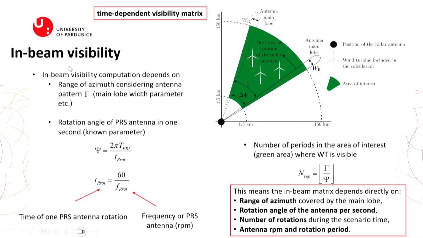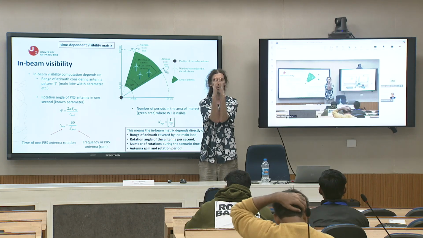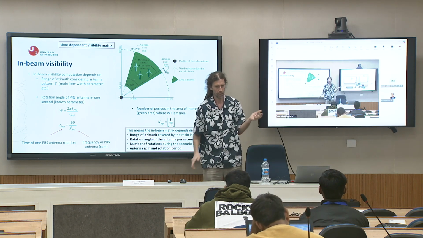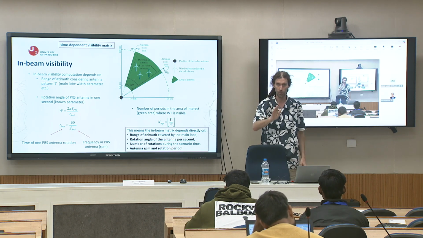So in beam visibility, the computation depends on the range of azimuth considering the antenna and also on the antenna pattern. It will be wide or narrow. Of course, it depends on this. Everything you can choose in our model.